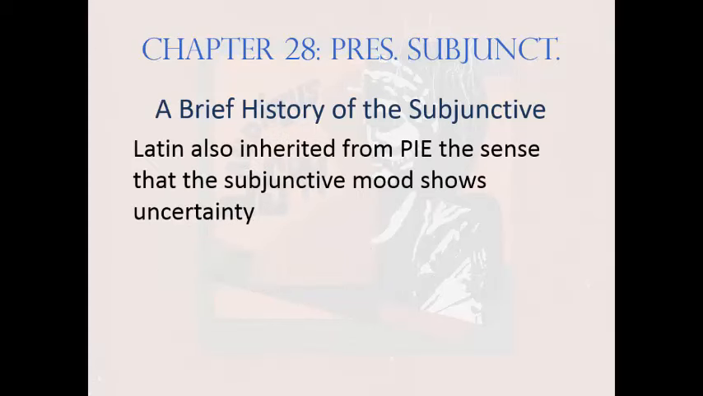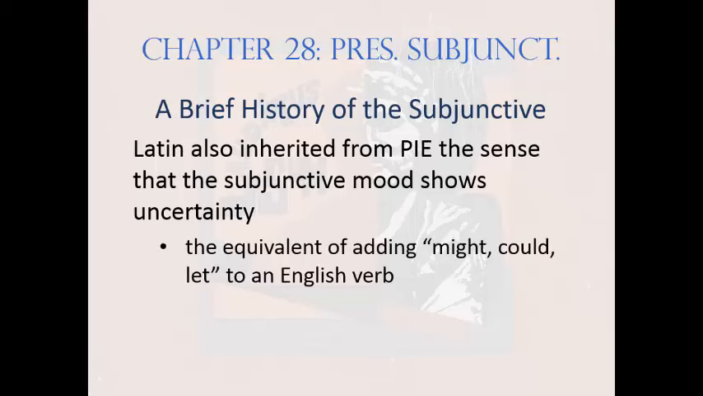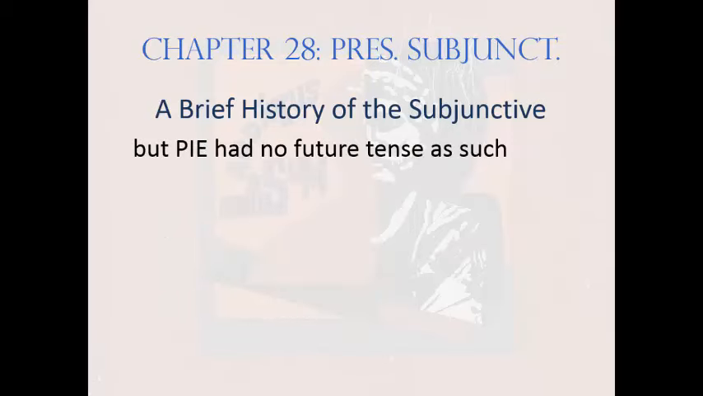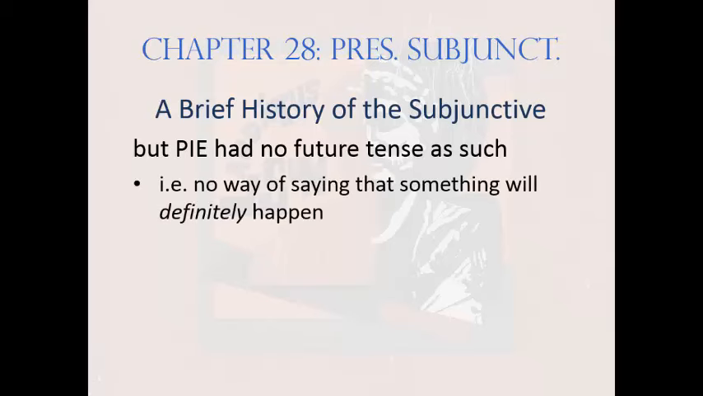Along with this came the sensibility that the subjunctive shows uncertainty, the equivalent of adding might, could, let to an English verb, and will too, if speakers felt that what they were saying might somehow, possibly, not actually, but only hopefully, happen in the future. So Proto-Indo-European definitely had a way of signaling that the speaker felt dubious about what was being said. The subjunctive. It meant this might happen. Wouldn't count on it. What Indo-European didn't have was a true future. A way of saying, this will happen.